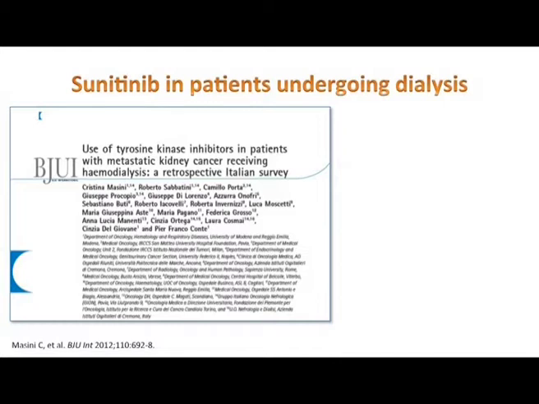Let's start from the patient undergoing dialysis. This is a rare patient subgroup, but nevertheless a quite important one, because we know that, for example, dialysis increases the risk of kidney cancer. Then we have this retrospective analysis from the Italian group showing that at the end of the day, in these patients, the results achievable with sunitinib, and to be honest, also sorafenib in this case, in terms of progression-free survival as well as overall survival, are absolutely in line with the results we can achieve in the real world in a patient population not undergoing dialytic replacement treatment.